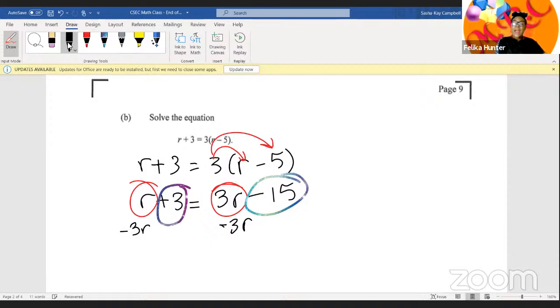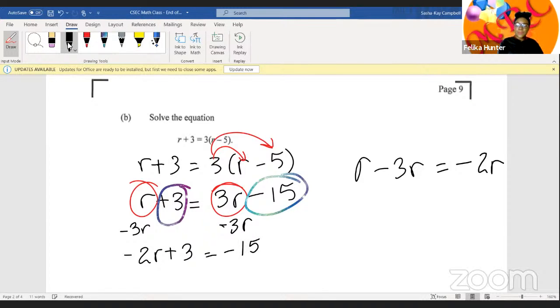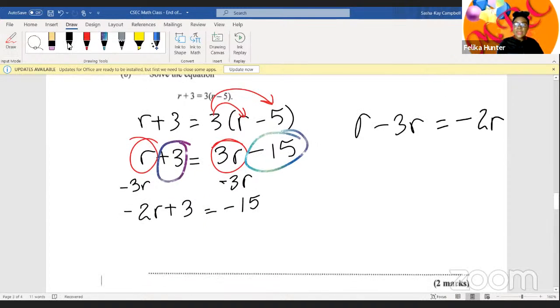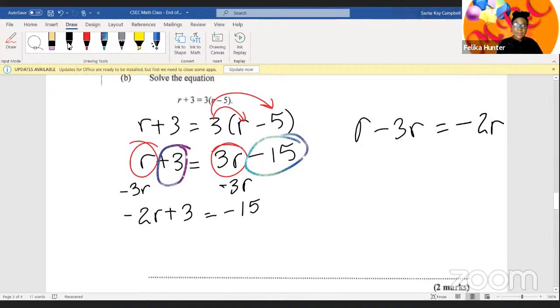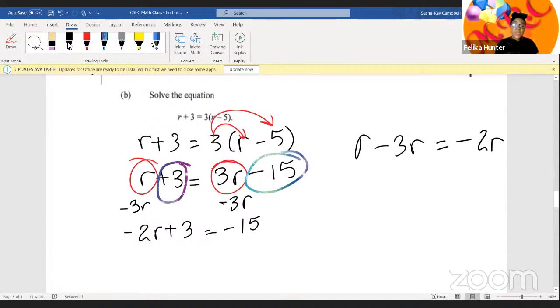All right, so now I have r subtract 3r, which gives me negative 2r. That is negative 2r plus 3 equals negative 15. And this is just because I'm explaining, but for you sitting the exam, I want you to be able to do both of these steps, the first step and the second step, in one go.